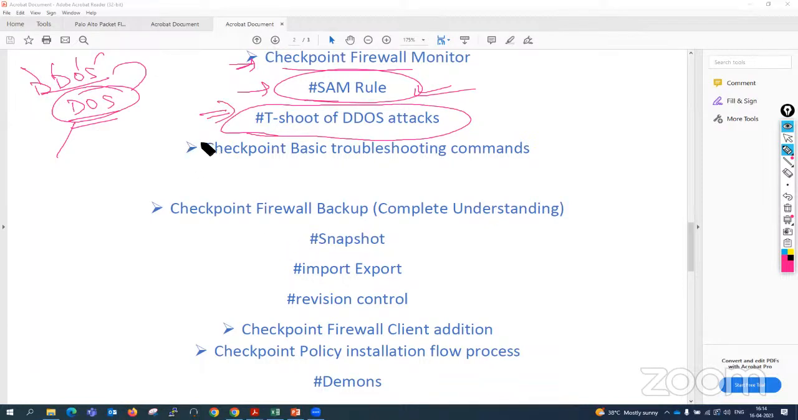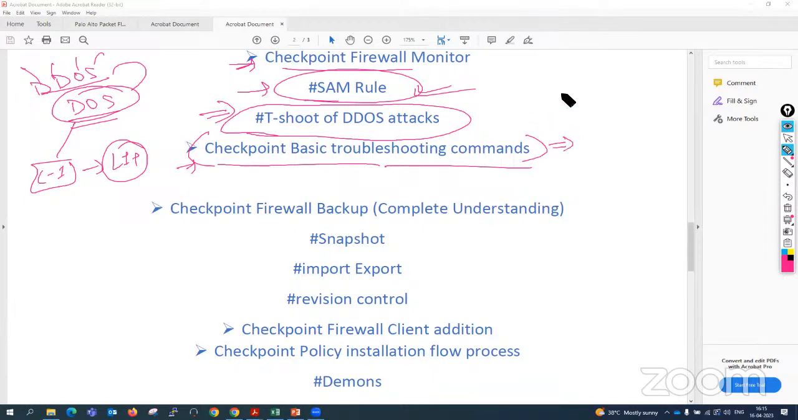All right, then we'll come to the checkpoint basic commands, the troubleshooting basic commands, like if you are working as a level 1 of checkpoint, or maybe level 1+ checkpoint. These commands will be very helpful to you because you will be checking certain things with the help of these particular commands. So till here, topic wise, our CCSA will be finished.